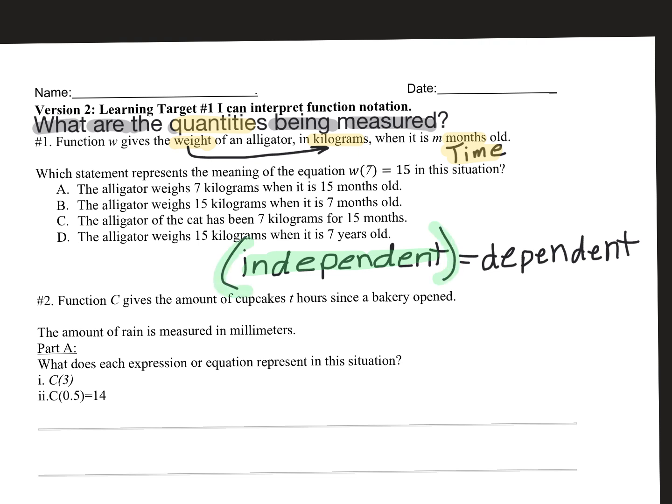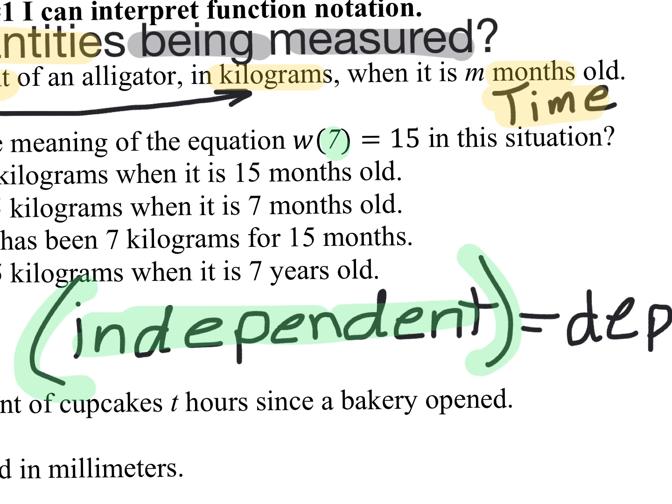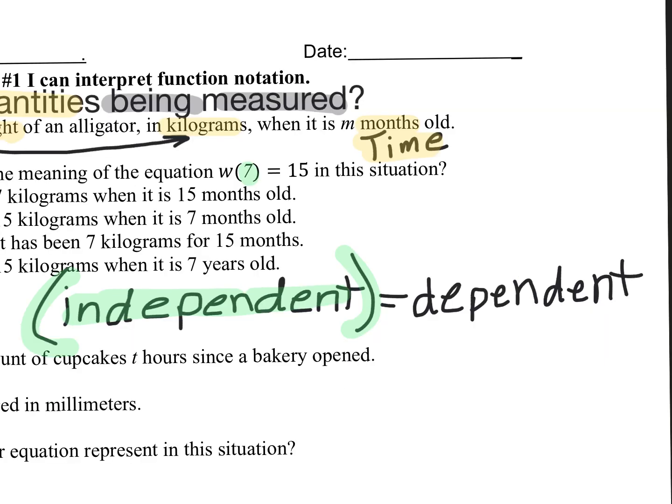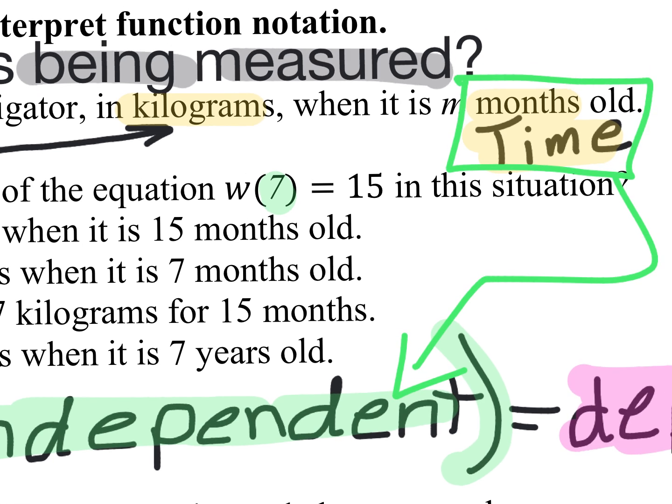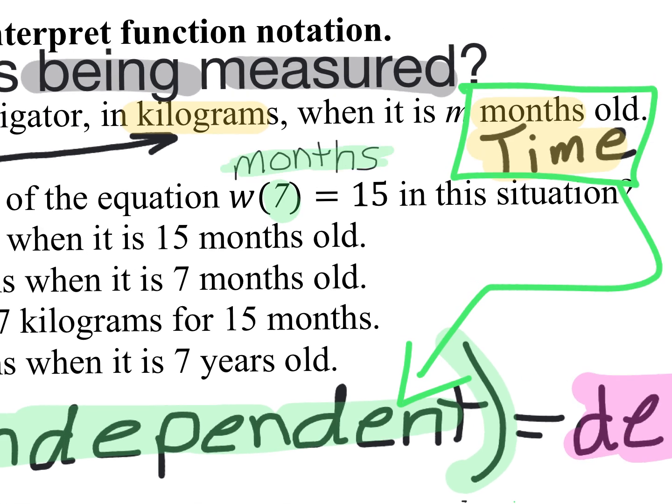So if I look at my function notation here, I see that the 7 is inside of the parentheses. So the 7 is my independent. And what is outside of the parentheses is dependent. Time is always going to be your independent. So that means that the 7 represents months because time is your independent.